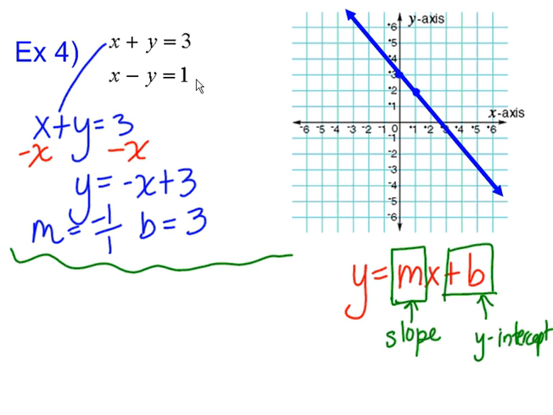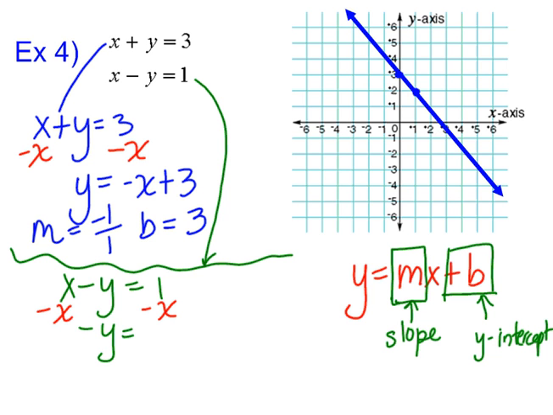All right, and now we're going to work on the second equation down below here, x minus y equals 1. And once again, first thing we're going to do is start to isolate that y by subtracting an x from both sides. We get a negative y equals negative x plus 1. Now this is telling us that the opposite of y is equal to the opposite of x plus 1. We don't want the opposite of y, we want what y equals.